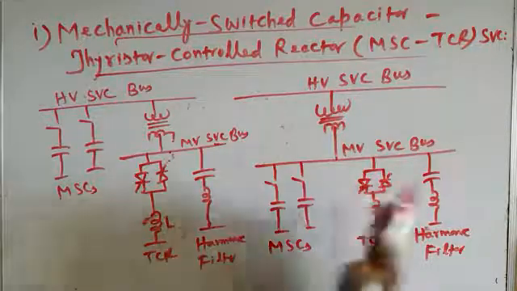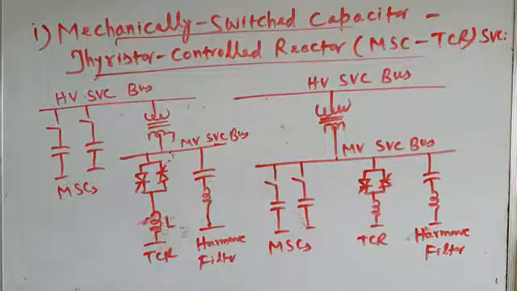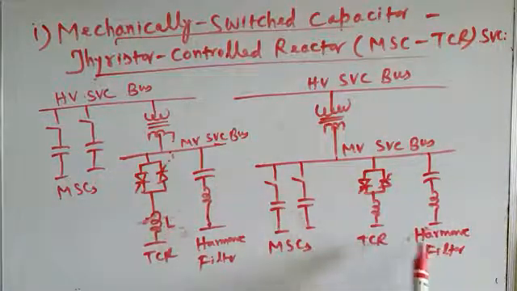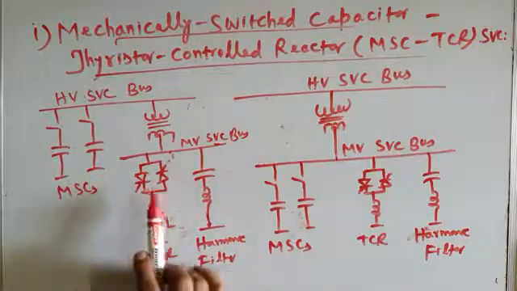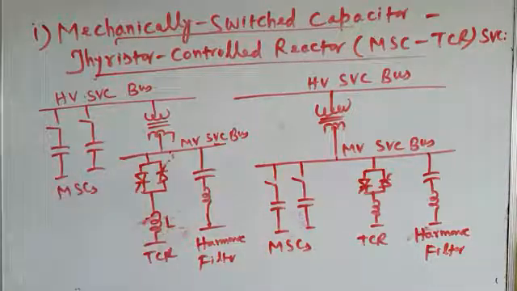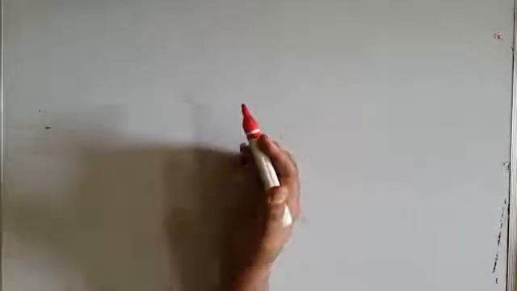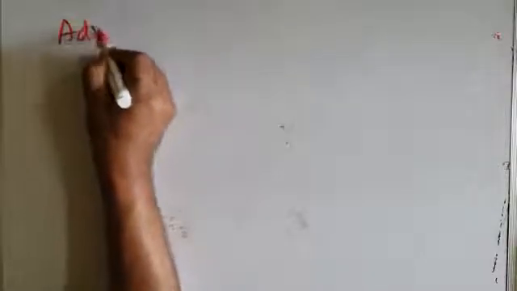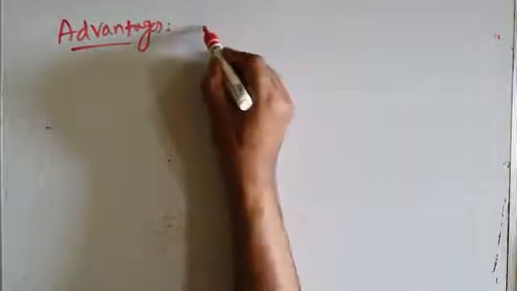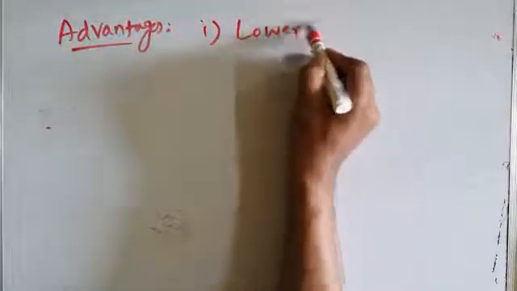Okay, so these are two different configurations of the MSC-TCR type SVC. In this configuration, all the components are connected to the medium voltage SVC bus, and in this configuration, the TCR and harmonic filters are connected to the medium voltage bus, but the MSCs are connected to the high voltage bus. Fine. Now, there are certain advantages offered by this MSC-TCR SVC over the TSC-TCR SVC. So let us first identify the advantages offered. Okay, the advantages are: number one, lower capital cost.